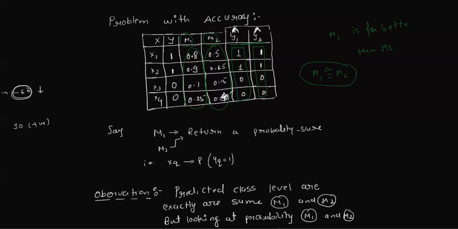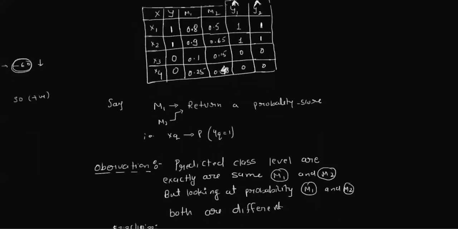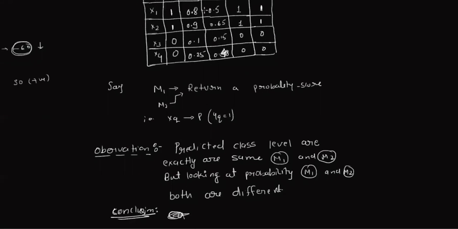So what we can conclude from this understanding is that accuracy is not a good performance measure when our model is returning probability values. If your model is returning some probability value, don't use accuracy to check the performance of your model. That is a key point. The same things I have written here also. You can read it. That is not a complex part. I hope you understood my point.